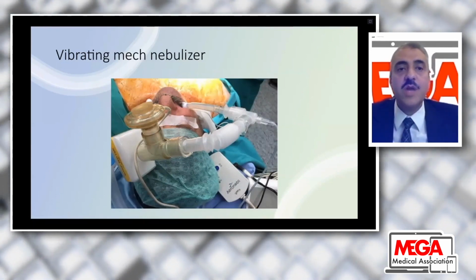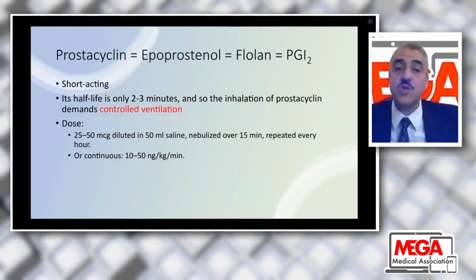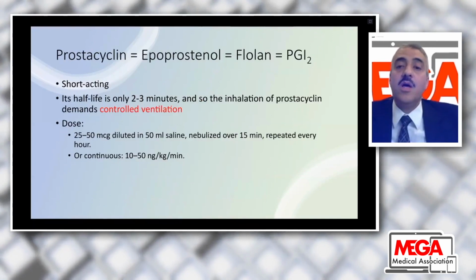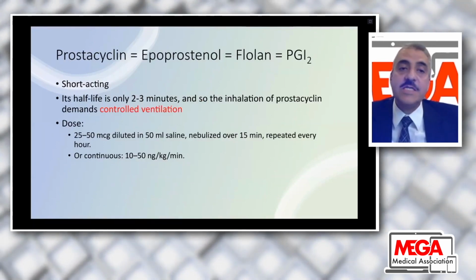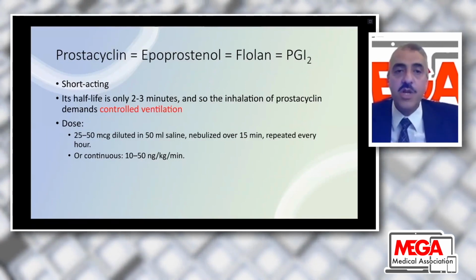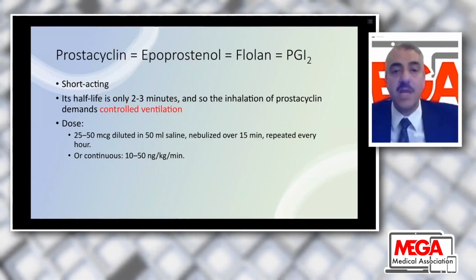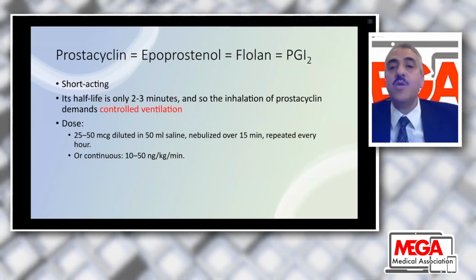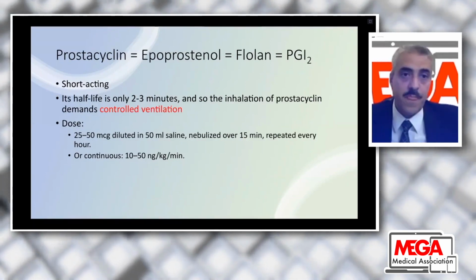What are the drugs used now? We have the prostacyclin. It's a short-acting drug with a half-life of 2 to 3 minutes. So most of the systemic effect is not happening. No hypotension happening with the inhaled prostacyclin. And for precise dose delivery, it should be in a controlled ventilated patient.